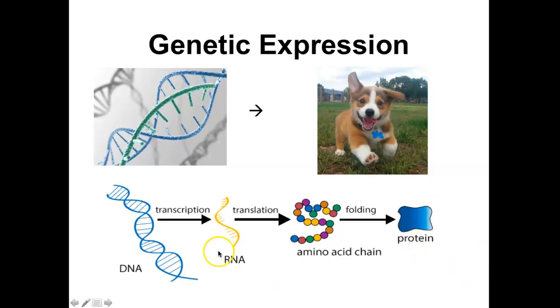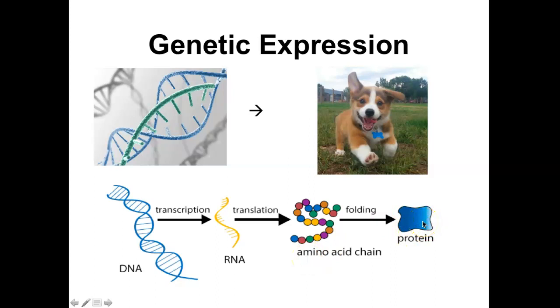So there's two steps to genetic expression. The first step is called transcription, and we're going to transcribe the information on DNA into RNA, and then the RNA is going to leave the nucleus and go into the cytoplasm where it's translated. So that second step is called translation, and it's going to build an amino acid chain. So we know this is the first step in making a protein. This is called the primary structure of a protein, and then we're going to make our protein.